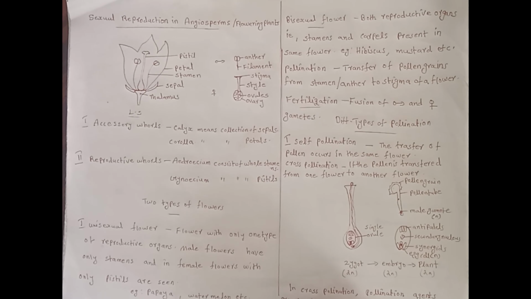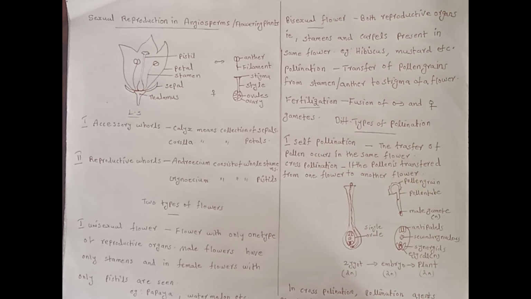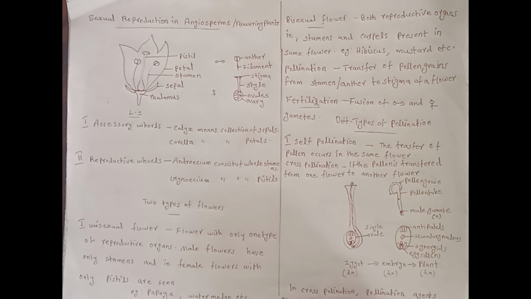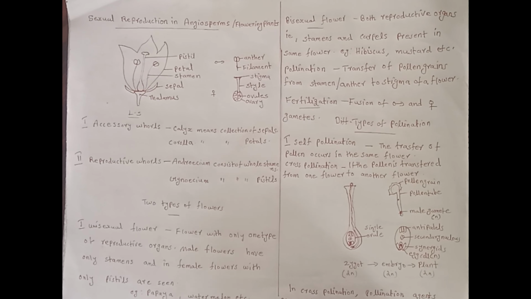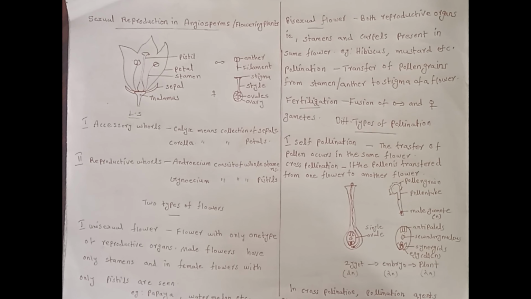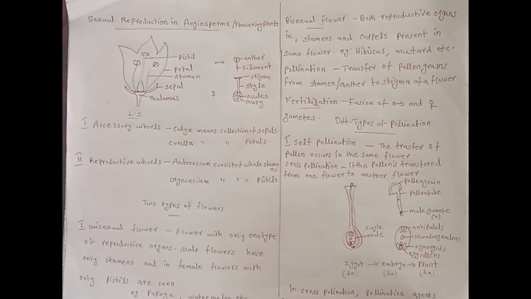Examples of pollinating agents are wind, water or animals. They help transfer pollen grains from anther to the stigma.